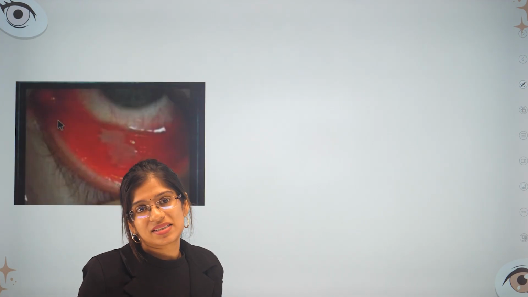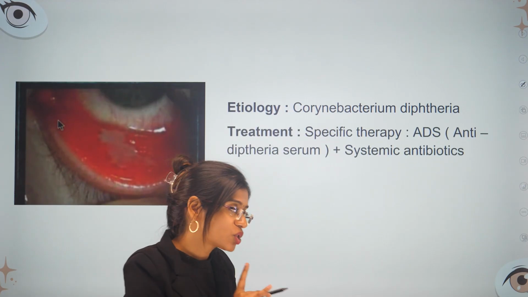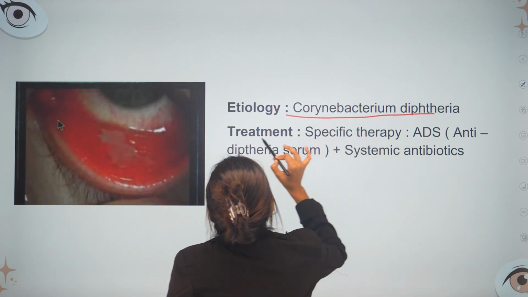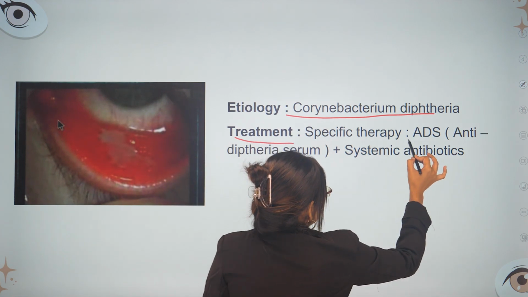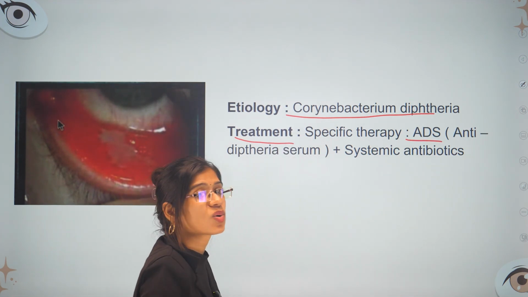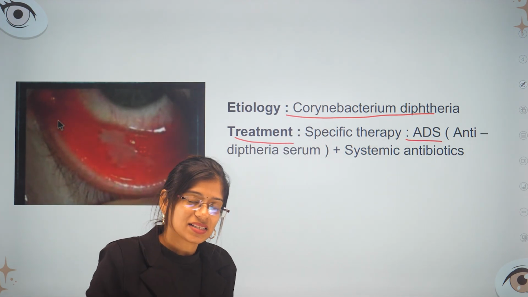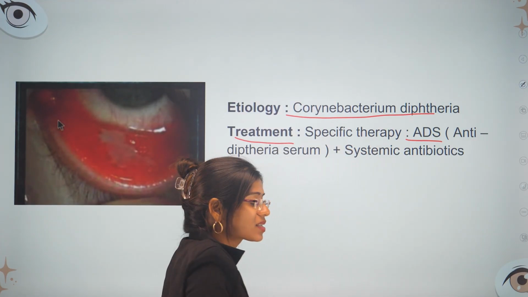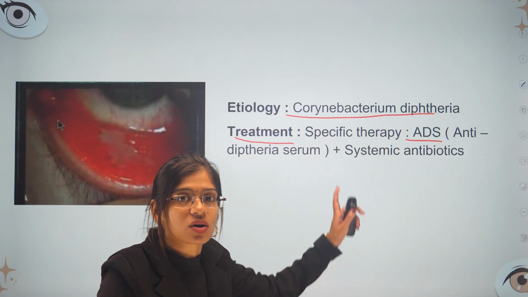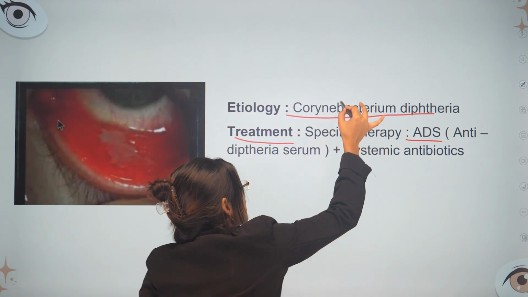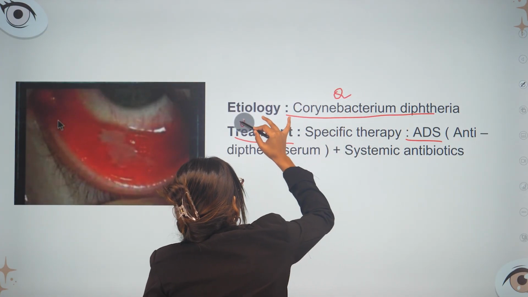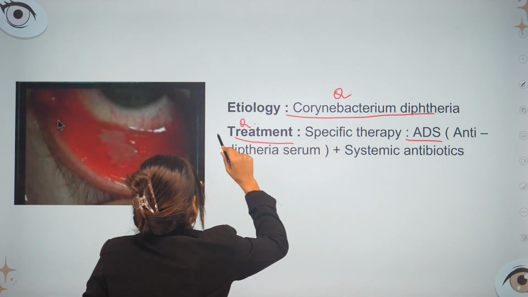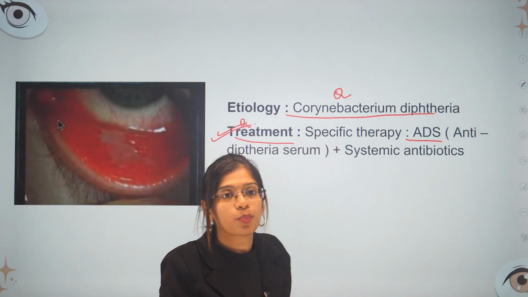Here this has come as a question: what is the treatment of membranous conjunctivitis? So who is the causative agent here? Diphtheria. So what will the treatment be? The specific therapy is ADS, anti-diphtheria serum, along with systemic antibiotics. This is important. The most common cause of membranous conjunctivitis is Corynebacterium diphtheriae. You have to remember that to remember the treatment: anti-diphtheria serum. This is important. It has been asked before.